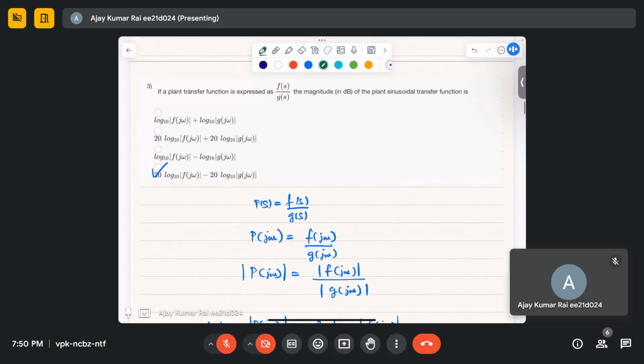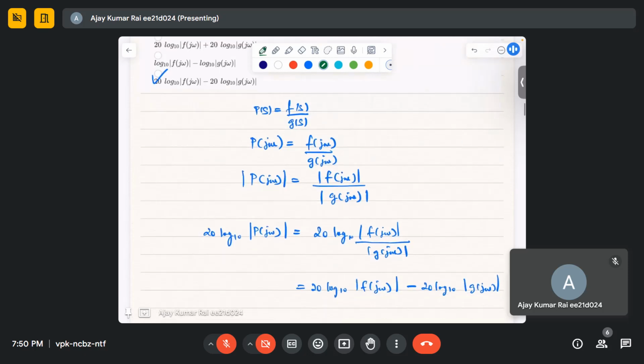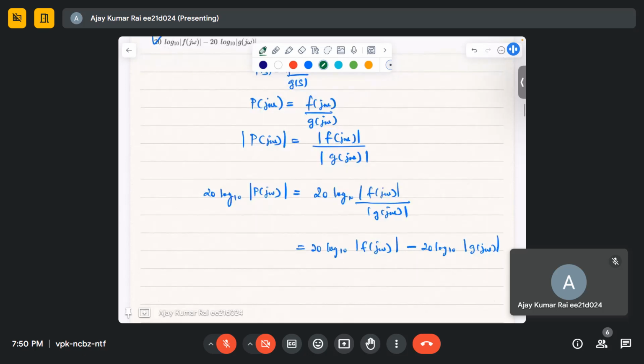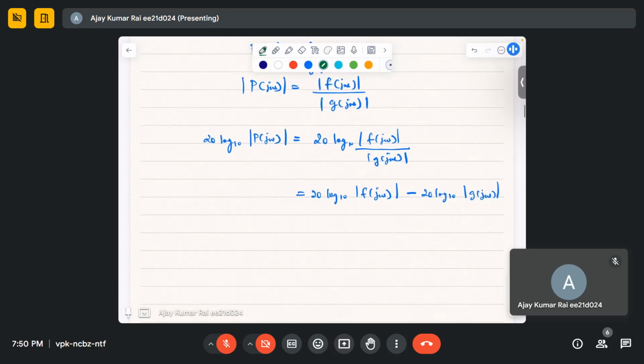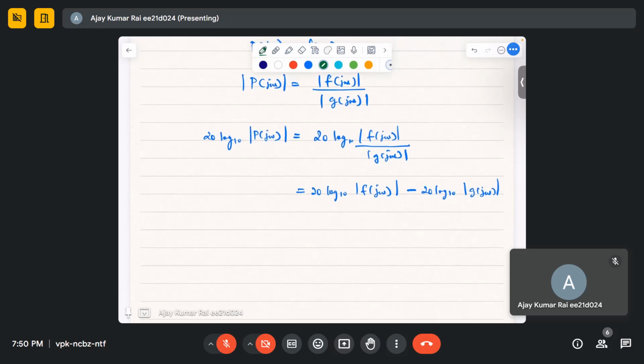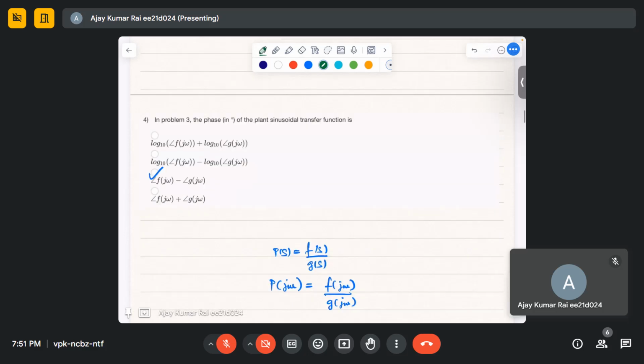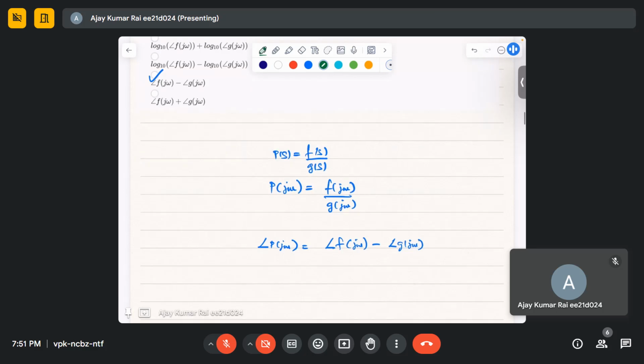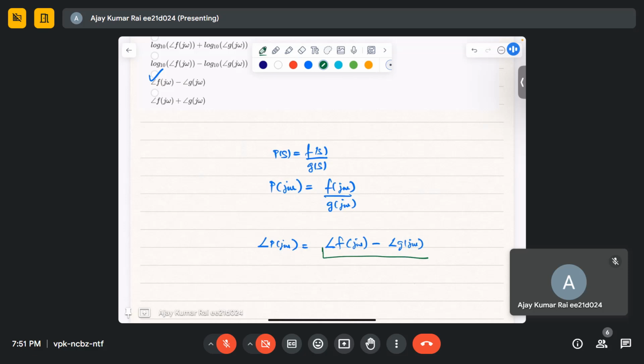And in question 3 also, a function f by g was there, and we have to find the magnitude. Clearly, if we find the magnitude, we can take the ratio of numerator and denominator, and if we take the log, then it is log of numerator minus log of denominator. If you multiply by 20, you get it in dB. And in the fourth, you have to find the phase. Again, phase is equal to phase of numerator minus phase of denominator. That is shown here.